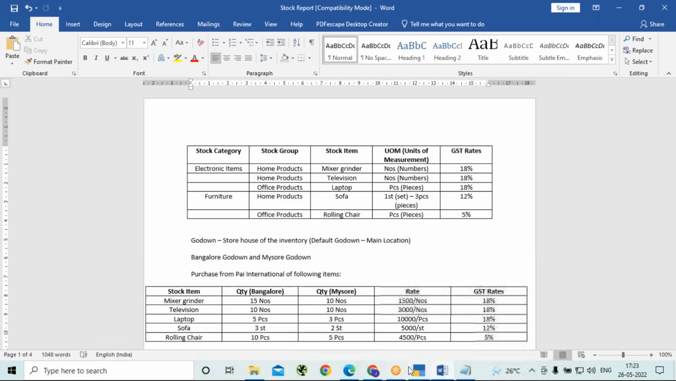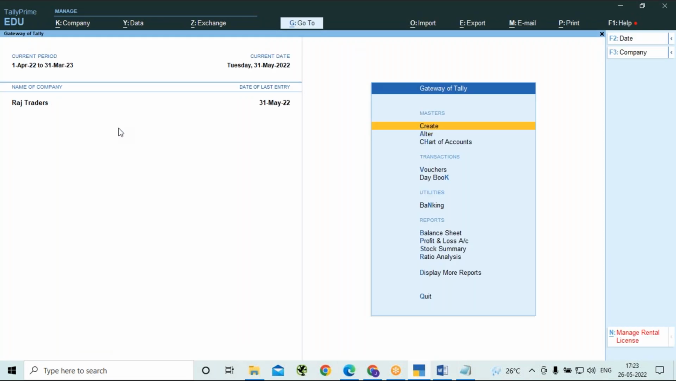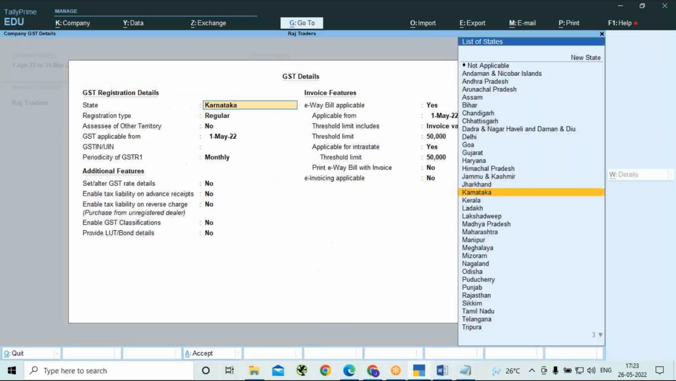So let me create all these details in Tally. Before starting with the inventory information, as I said, I am also including the GST details. First, let me enable GST in Tally. In the Gateway of Tally, press F11. Under taxation, there is an option called enable goods and services tax, make it yes.